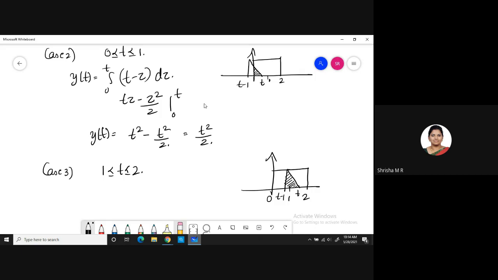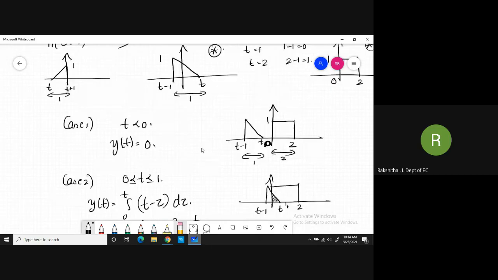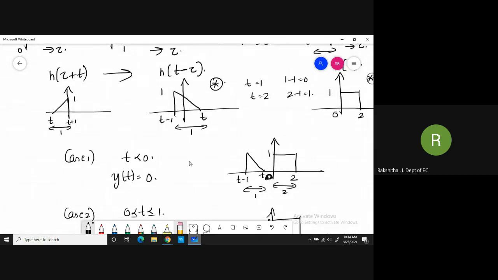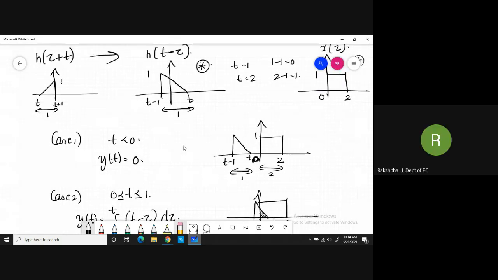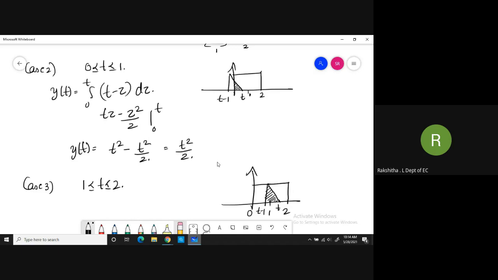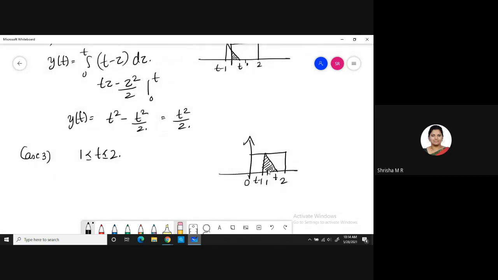What is the overlapping space? I hope it is clear. Ma'am, are we shifting the t value? Like t minus 1 to 1 we have taken, no, ma'am. This is the same, h of t minus tau. But down in the figure we have written on the right side, no, ma'am. It should be from minus 1 to t, right, ma'am?